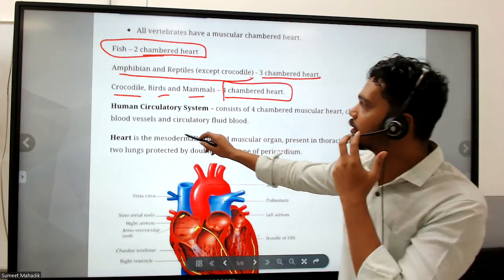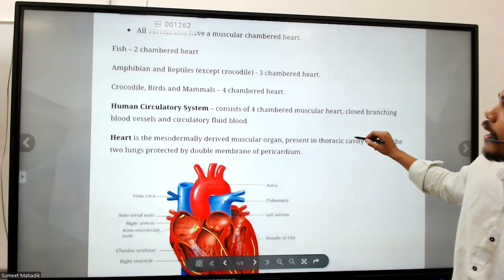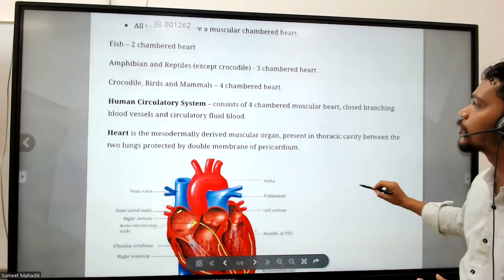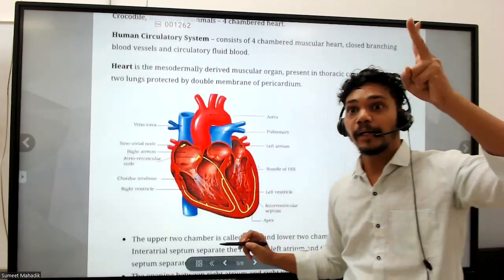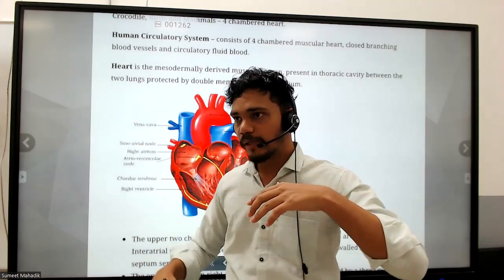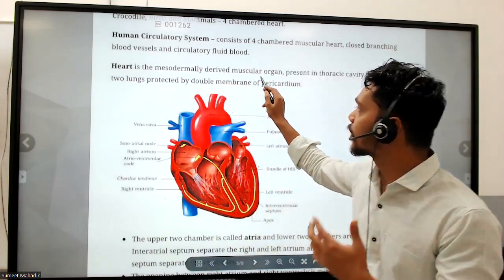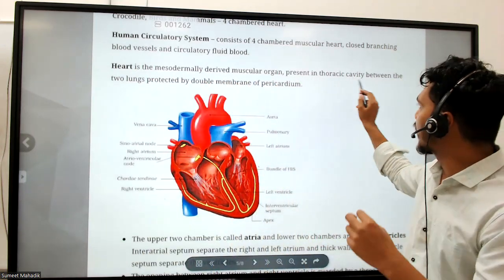So human blood vessels and the circulatory fluid are there. The heart is mesodermally derived. Can anybody tell me what mesodermal means? Ectoderm, endoderm, mesoderm. The zygote forms a cellular mass with three divisions. Mesoderm means the middle part. So the heart is a mesodermally derived muscular organ present in the thoracic cavity.